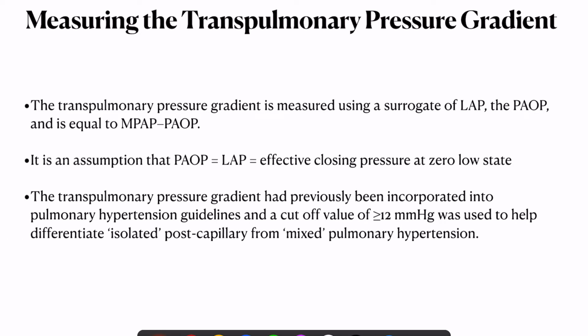Now, the transpulmonary pressure gradient had previously been incorporated into the pulmonary hypertension guidelines, and a cutoff of more than 12 was used to help differentiate isolated post-capillary from mixed pulmonary hypertension. However, there are a lot of limitations in this kind of measurement. This value can be affected by the stroke volume of the right heart, by the compliance, and the change in the blood vessel characteristics.